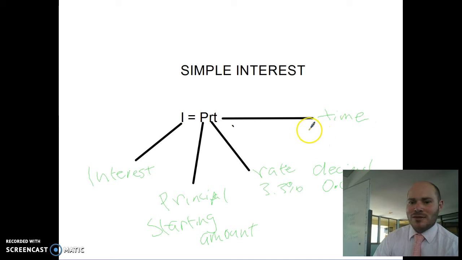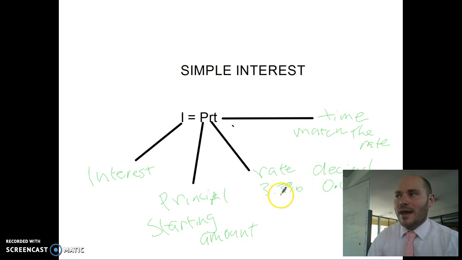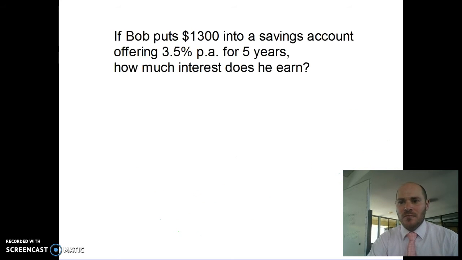The big thing about the time is the unit needs to match the rate. So for instance, most of the time you'll have that as per annum, so 3.3% per annum, which means that you have to write your time as years, because annum means years. So what we're going to have a look at now is a couple of different types of questions.